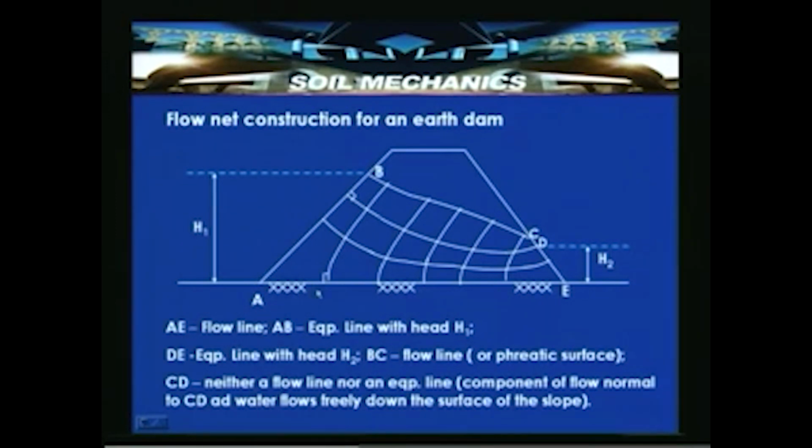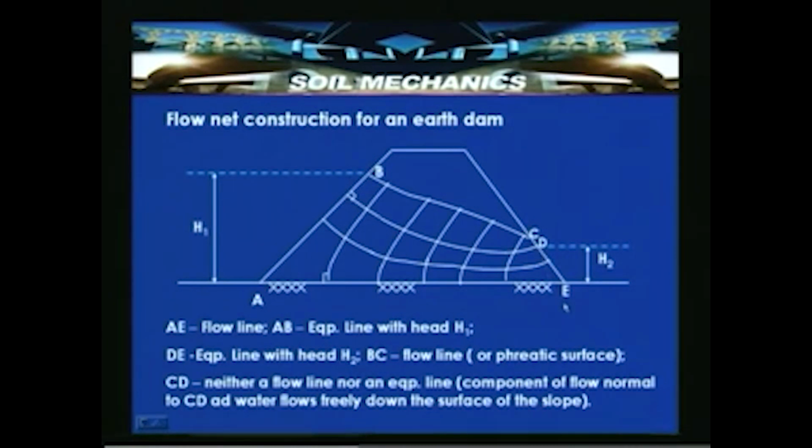AE is a flow line. So if this boundary is assumed to be an impervious boundary, then AE turns out to be a flow line. Then in this case, DE happens to be an equipotential line with head H2. If H2 is equal to 0, then this particular level will come down here, but the case here is that there is a downstream water level with the head H2.